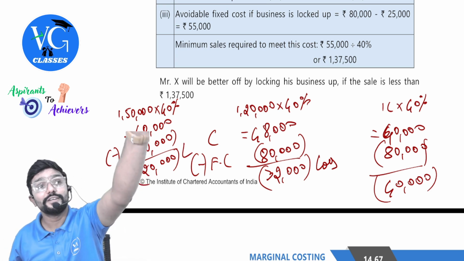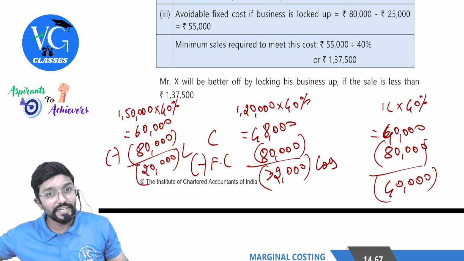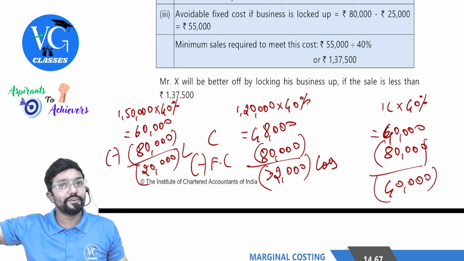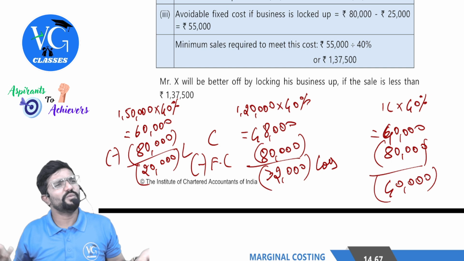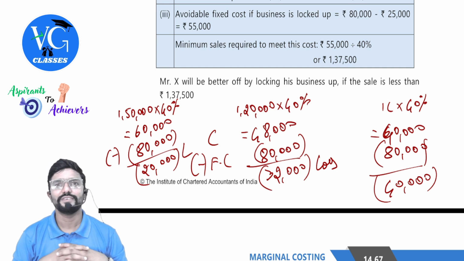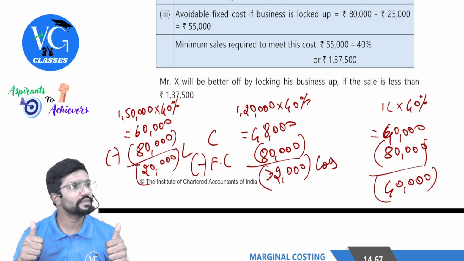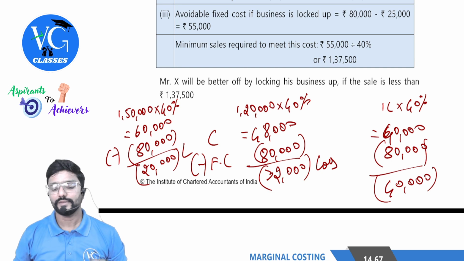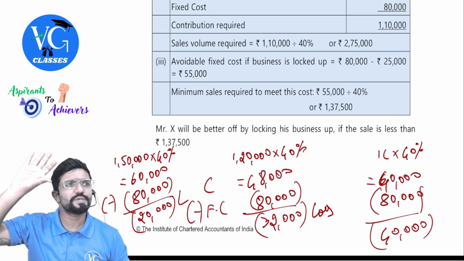If I shut down, what is the loss? 25. Now, if I continue and make a sales of 150, what is the loss? 20. Okay. At least 5,000 you can save. Got it? Understood now? Hope you guys understood the meaning of this.